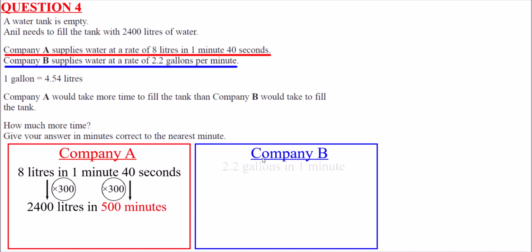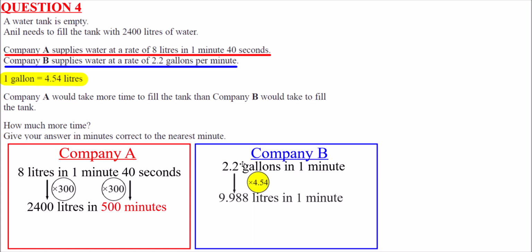Company B now, 2.2 gallons in 1 minute. Now we're told how many litres makes a gallon. 1 gallon is 4.54 litres. So I can change this into litres by multiplying it by 4.54. And that gives 9.988 litres in 1 minute. So I need to go from 9.988 litres up to 2,400.